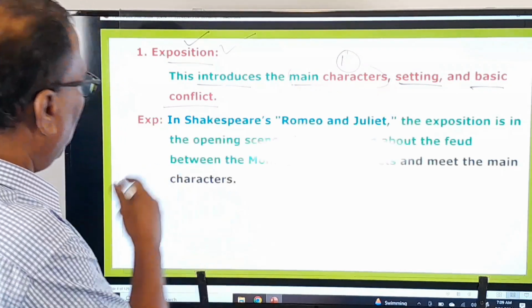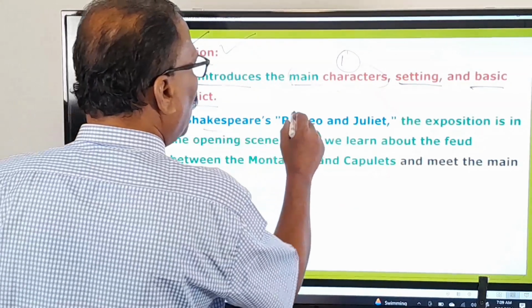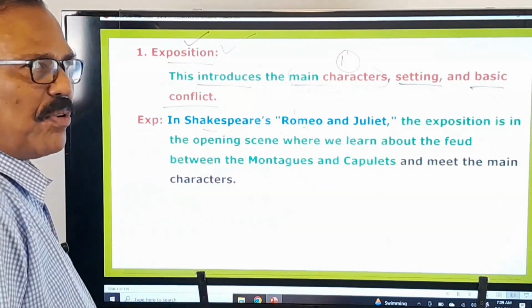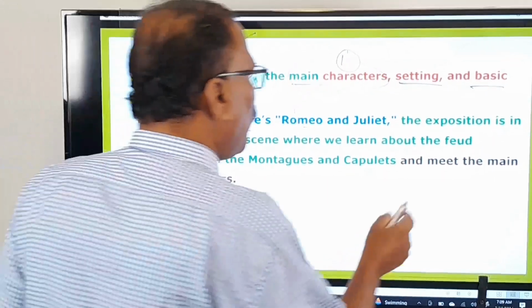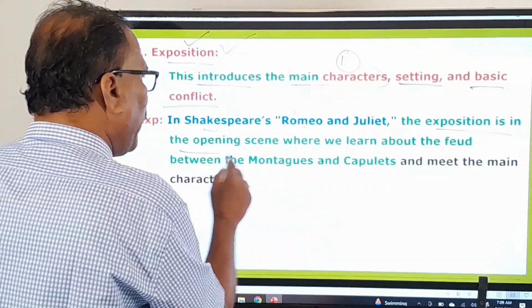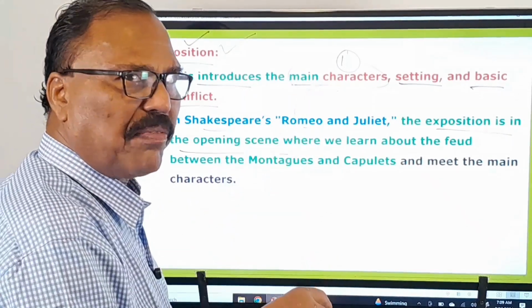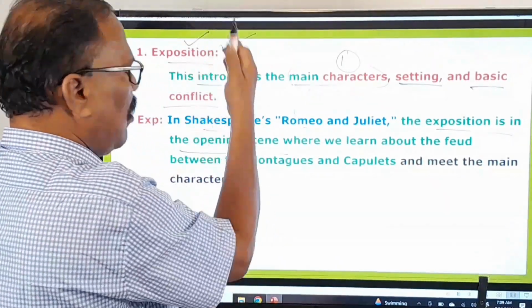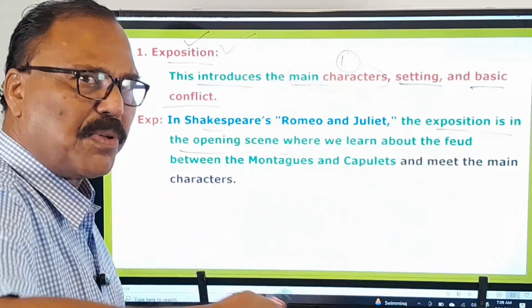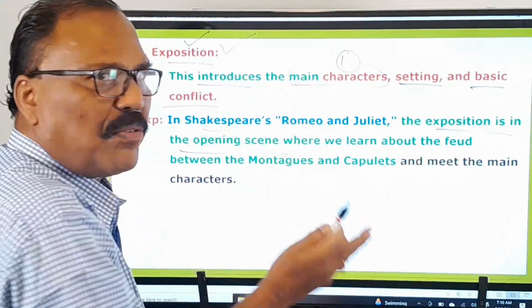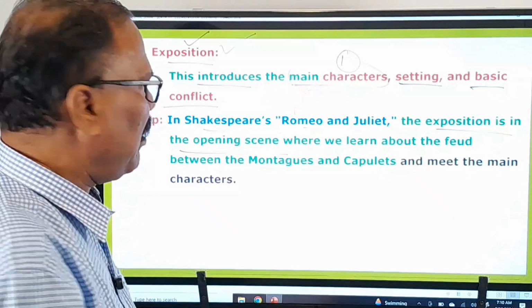Therefore, one example is given here. In Shakespeare's Romeo and Juliet, you know the love story of these two persons, Romeo and Juliet. The exposition is in the opening scene. In the very opening scene, you can find the exposition. Generally, in every drama, exposition will be the first part. So in the exposition only, all these things will be done. So that will be at the beginning of the drama only, always.